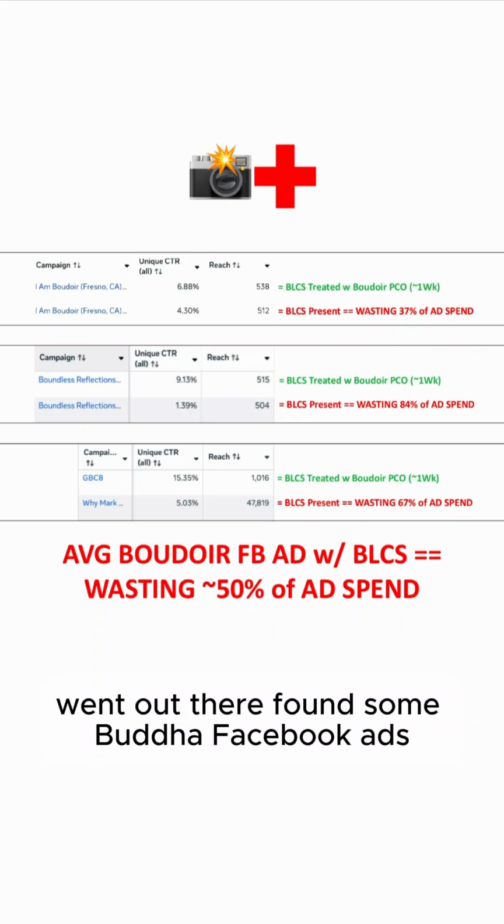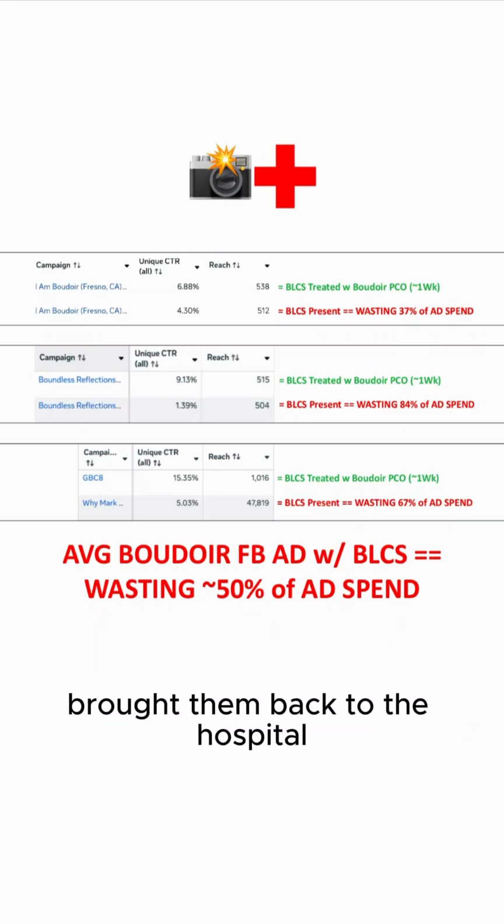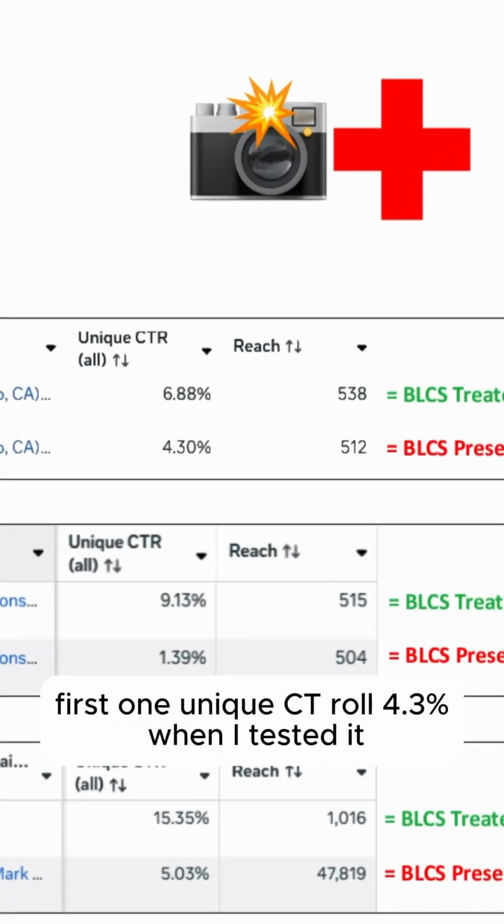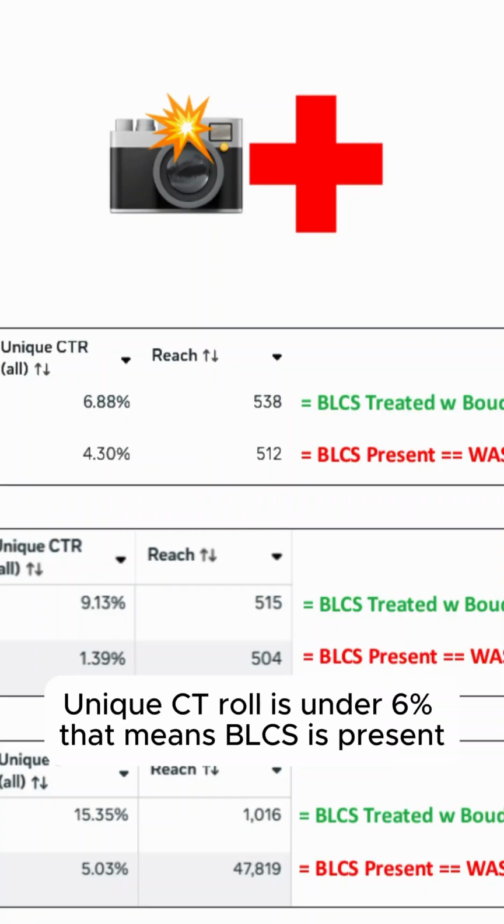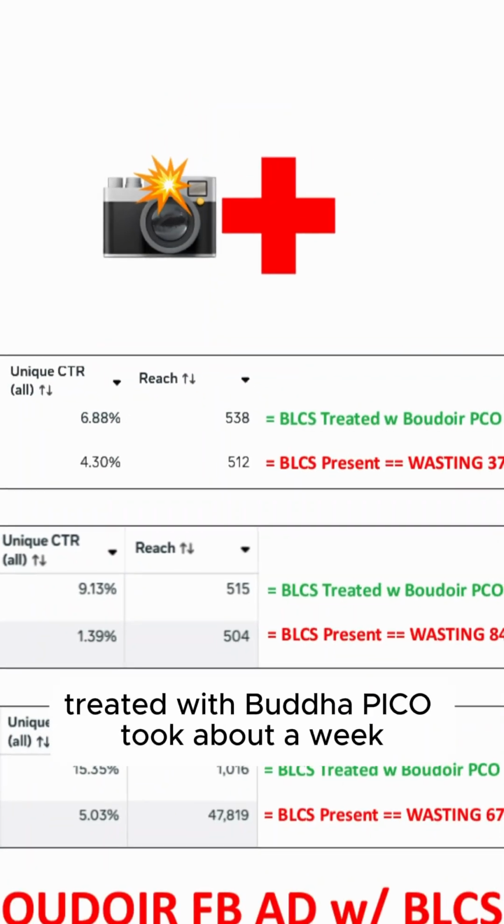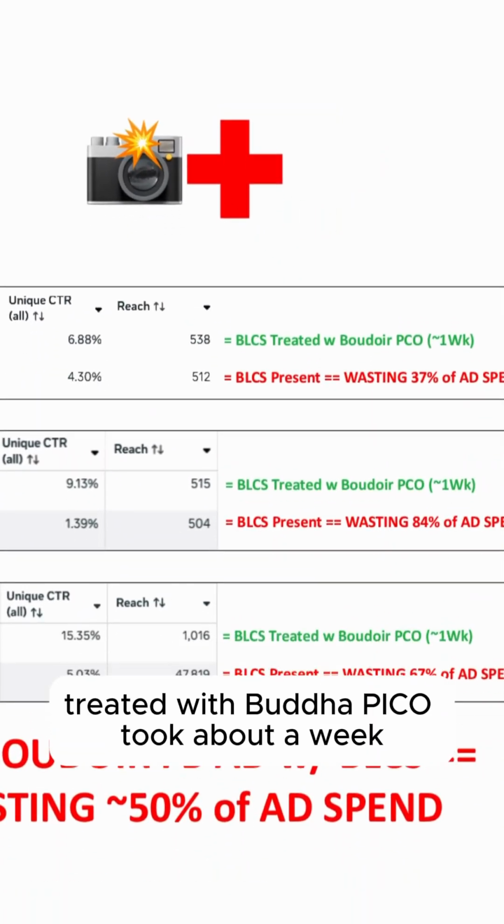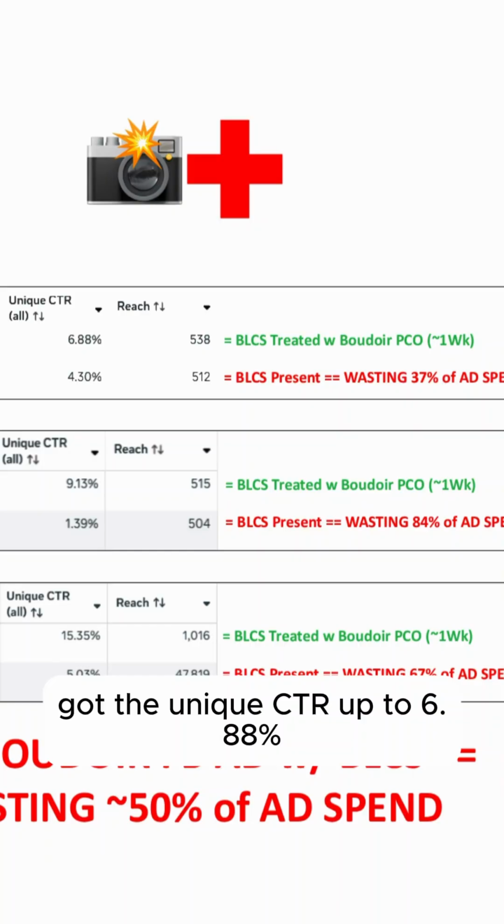Went out there, found some Boudoir Facebook ads, brought them back to the hospital. First one, unique CTR all 4.3% when I tested it. All right, unique CTR all is under 6%. That means BLCS is present. So we duplicated it, treated it with Boudoir Pico. Took about a week. Got the unique CTR all up to 6.88%.